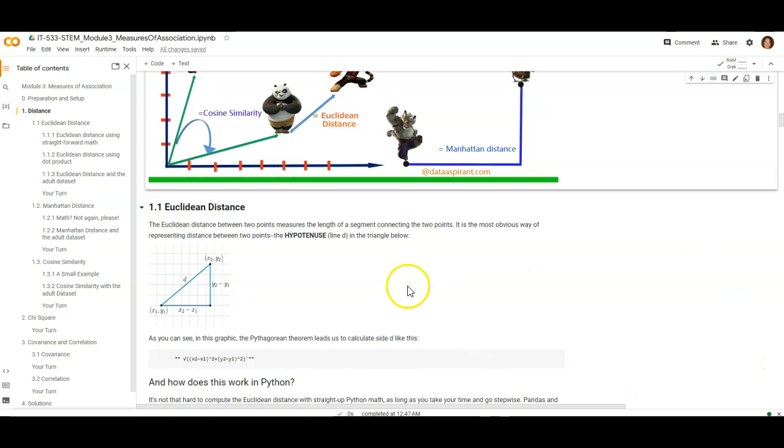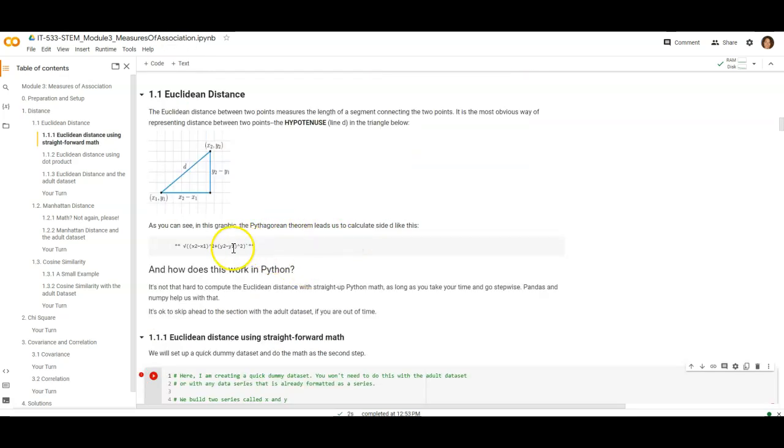And whenever we work with triangles, of course, we work with the Pythagorean theorem. So if we solve the Pythagorean theorem for D, then D equals the square root of this side here squared, that's x2 minus x1 squared, plus this side here squared, that's y2 minus y1 squared. And that's what we're seeing here. So D equals the square root of this side squared plus this side squared. And that is the formula for Euclidean distance.